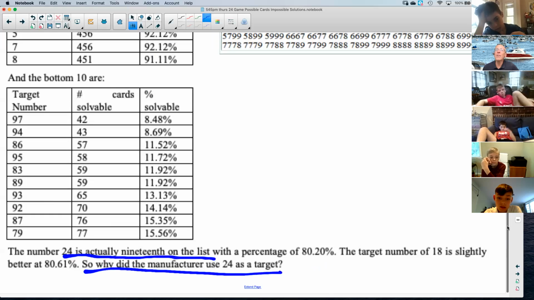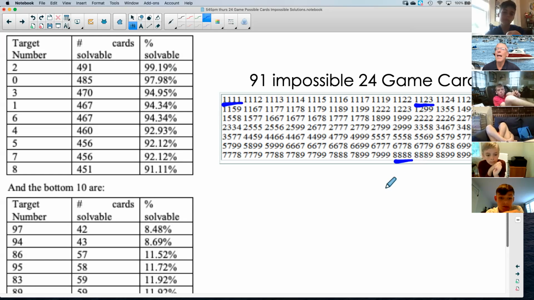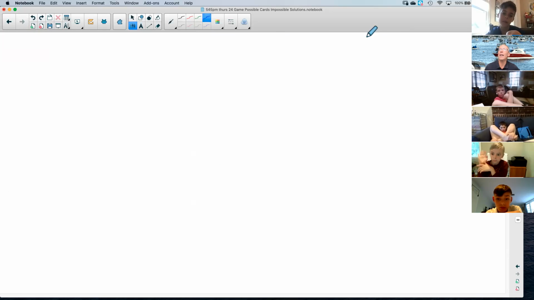Now, I thought I would give you guys all of the 91 impossible game cards. So these are the ones right here. Remember how you said 9, 9, 9, 1, 1, 1? Now look at this. 1, 2, 1, 1, 2, 3 is impossible. 8, 8, 8, 8, 2, 6, 7, 7. So these are the 91 impossible numbers. Now, what I want to show you guys is this.